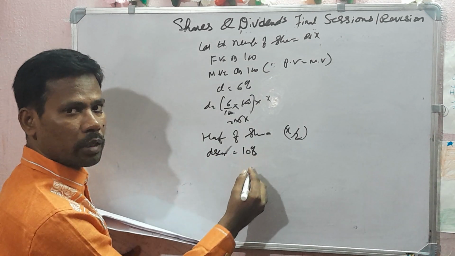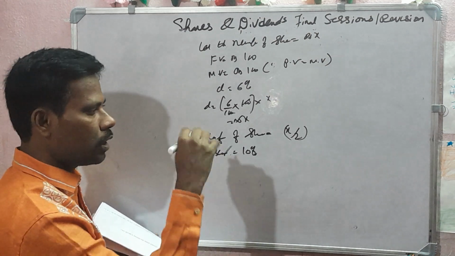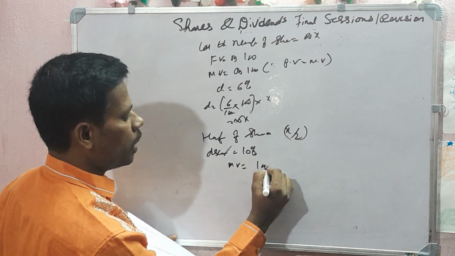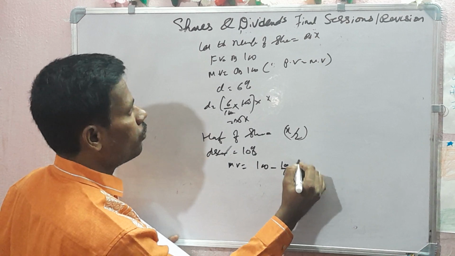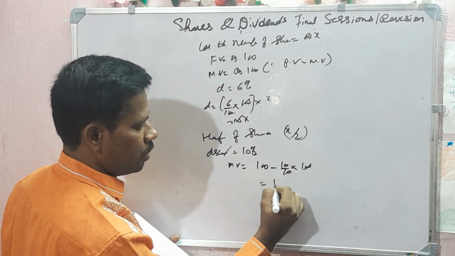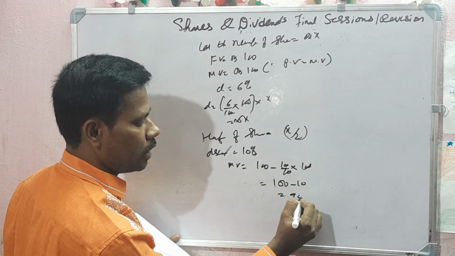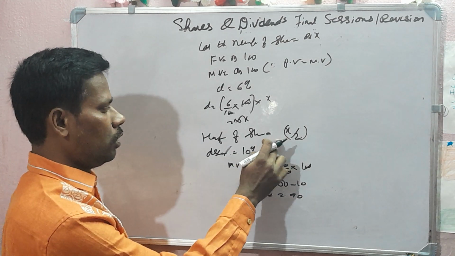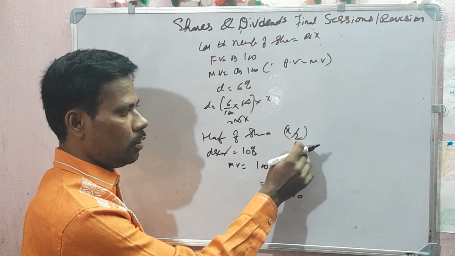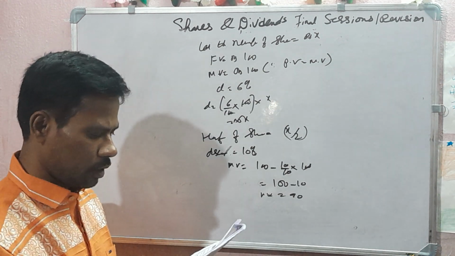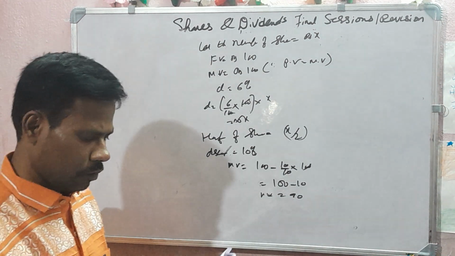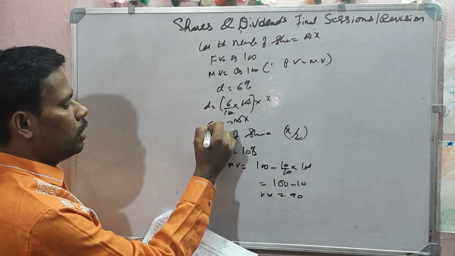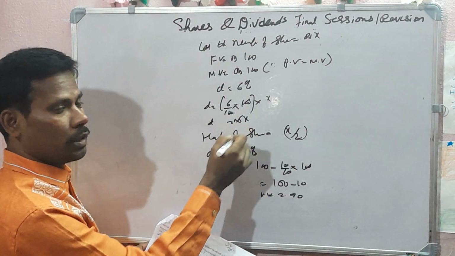Discount is 10% means market value is less than the face value. So market value is equal to 100 minus 10 by 100 into face value 100. So 100 minus 10, that is 90. So market value is 90 now. Number of shares are x by 2, right? Next, here dividend is rupees 6x.